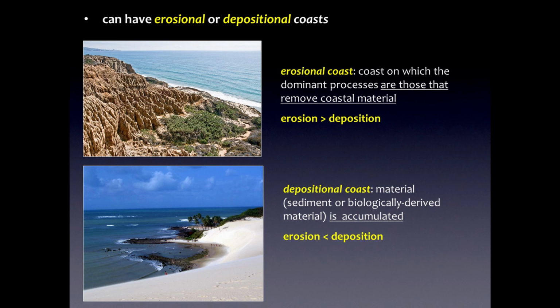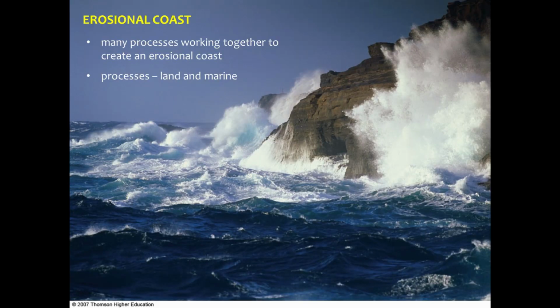So you can see elements of both erosion and deposition on the beach, but it comes down to what is going in, how much is going in, and how much is being removed from within that particular coast. Erosional coasts, we see that there are many different processes, both land-based processes as well as marine processes, waves, currents, tides, that work together to create that erosional coastline. We'll take a look at a few of these processes and then at some of the features of an erosional coastline.